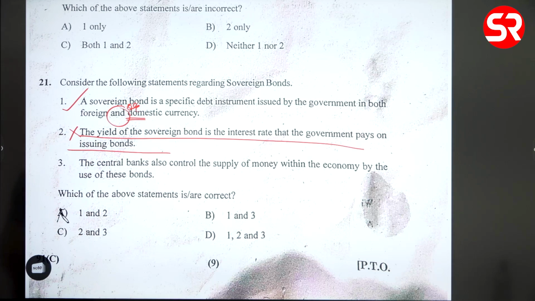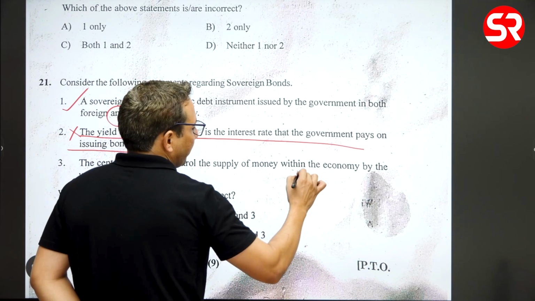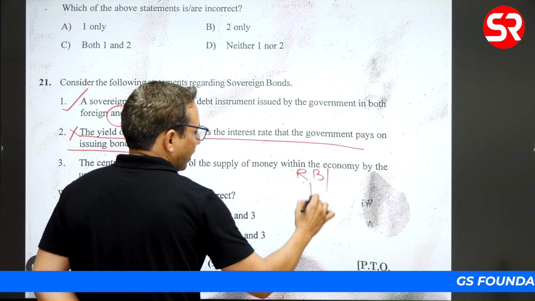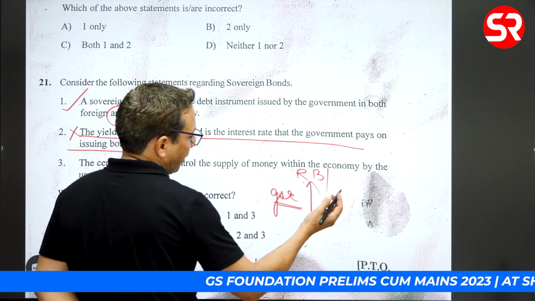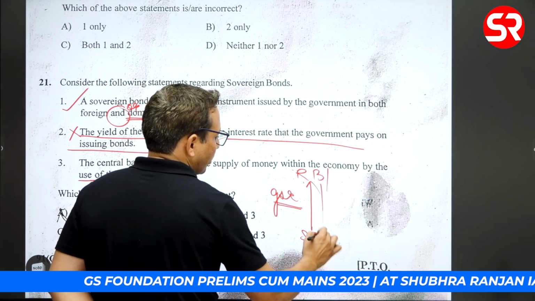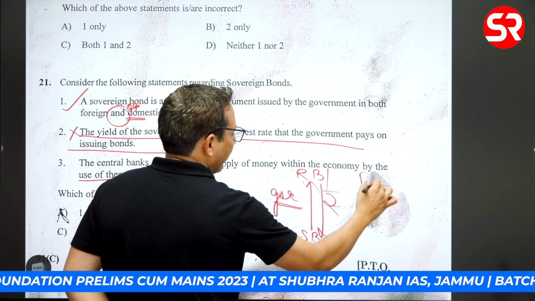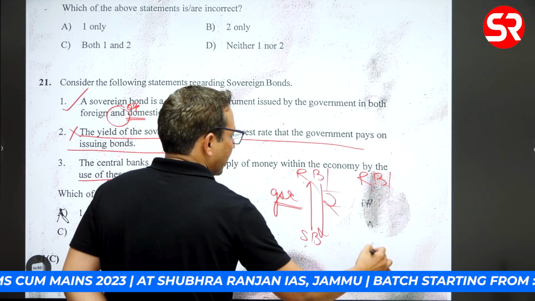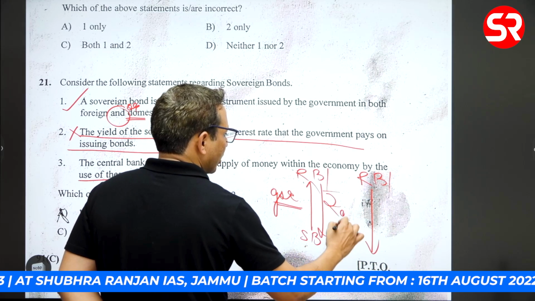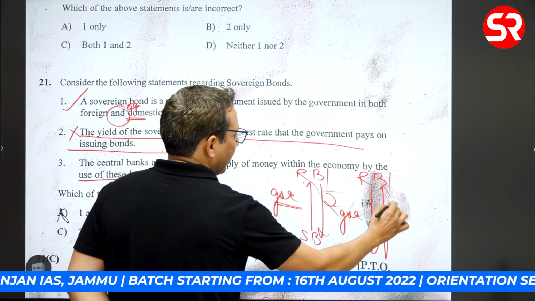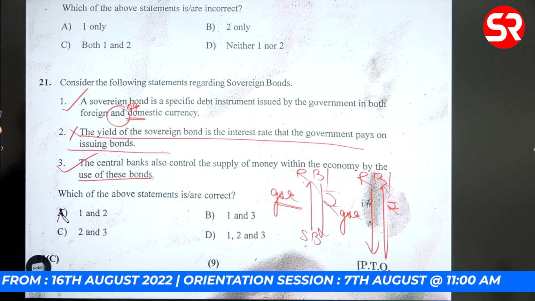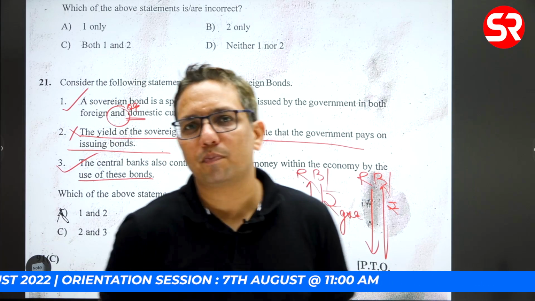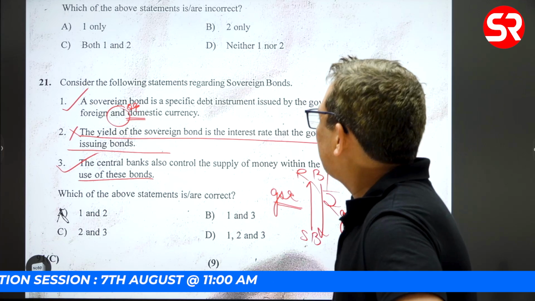The central banks also control the supply of money within the economy by use of these bonds. Yes, if RBI has to increase liquidity, it would buy government securities from the banks. Government securities are a type of sovereign bond. It would infuse liquidity. Similarly, if RBI needs to reduce liquidity, it would sell government securities or government bonds and would suck out liquidity from the market. The third statement is correct, that central banks control supply of money within the economy by use of these bonds. But the second statement is wrong.